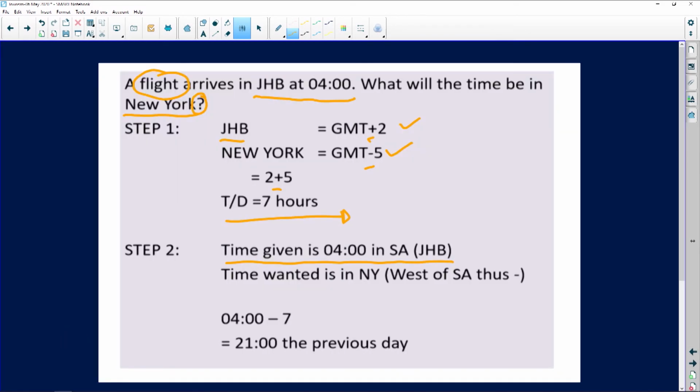So we take the 4 o'clock that was given. You see, there it is. And then we take the 7 hours time difference of step one. And now, very important, we're going to minus because we need the answer west of Johannesburg. And the answer will be, and this is also a bit difficult to comprehend at first, 9 o'clock the previous day. If they didn't put dates or anything down, you have to say the previous day because you have crossed 12 o'clock at midnight.